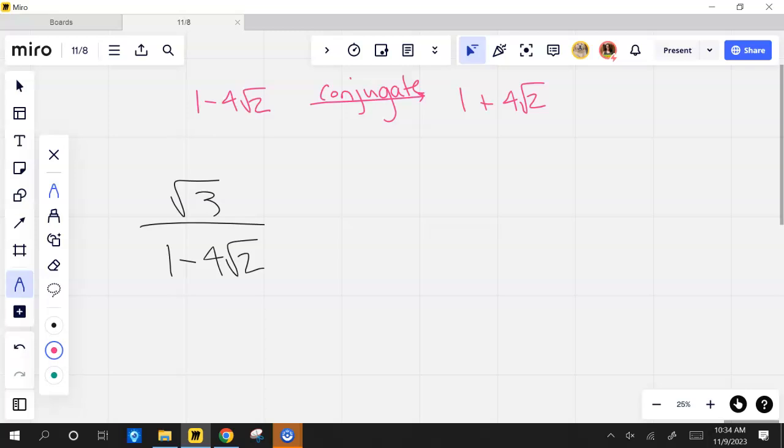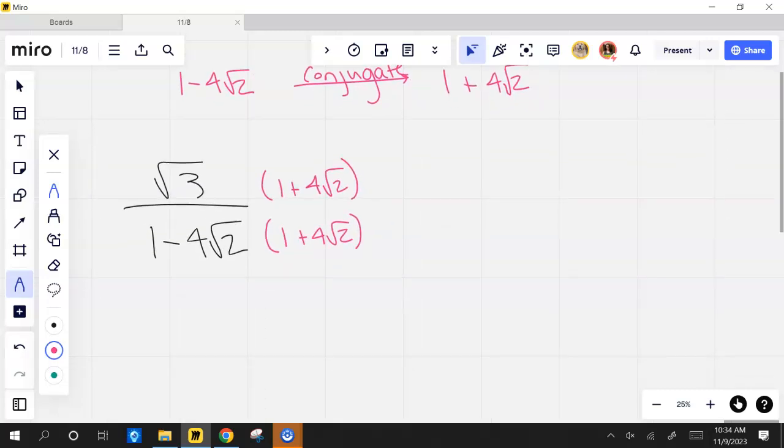Let me show you what I mean. If I come down here and I say times 1 plus 4 root 2, and if I do it to the bottom, I have to do it to the top, right? So I get myself in kind of a FOIL situation on the bottom. And I'm going to do the bottom first so you see, because I told you the radical. Remember, that's the whole goal, is that there's no radical in the bottom. Because it's a number plus or minus a square root.